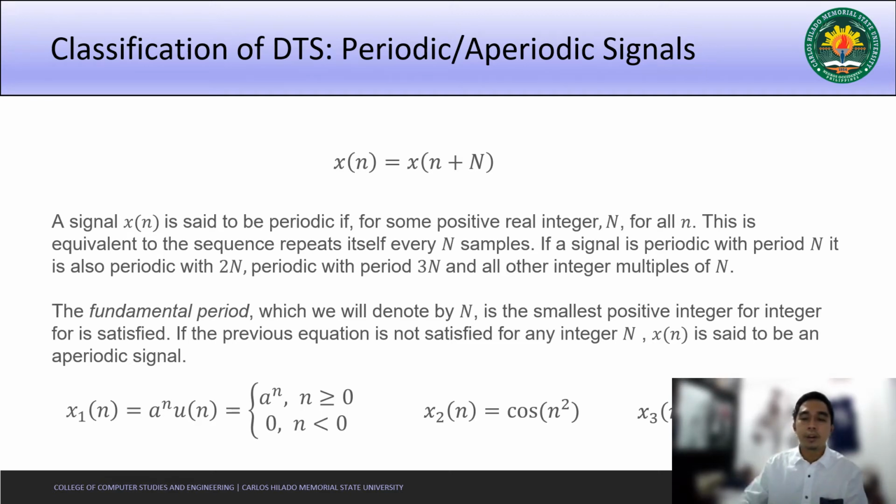The fundamental period is the smallest possible positive integer for which the previous equation is satisfied. If the equation is not satisfied by any integer N, the signal is said to be aperiodic.